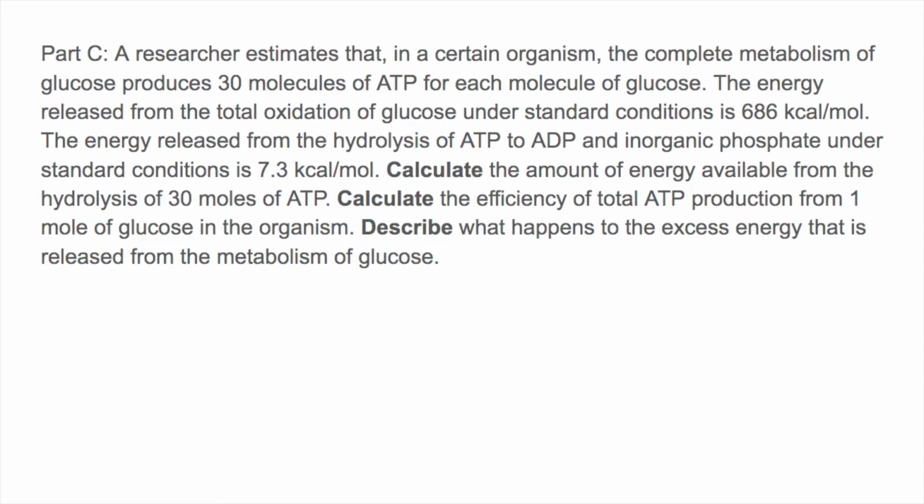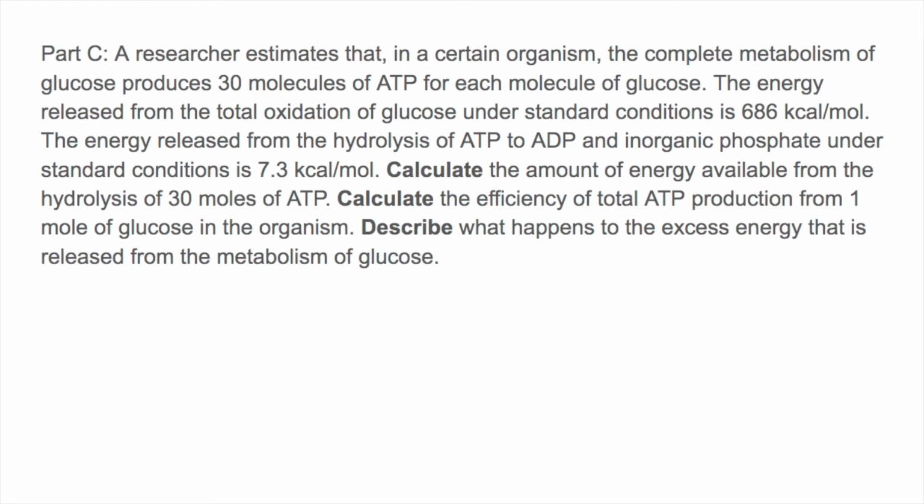Part C. A researcher estimates that in a certain organism, the complete metabolism of glucose produces 30 molecules of ATP for each molecule of glucose. The energy released from the total oxidation of glucose under standard conditions is 686 kilocalories per mole. The energy released from the hydrolysis of ATP to ADP and inorganic phosphate under standard conditions is 7.3 kilocalories per mole. Calculate the amount of energy available from the hydrolysis of 30 moles of ATP. Calculate the efficiency of total ATP production from 1 mole of glucose in the organism. Describe what happens to the excess energy that is released from the metabolism of the glucose.